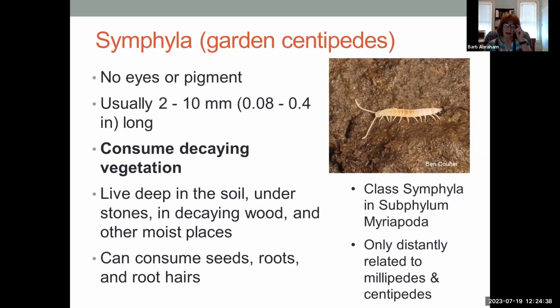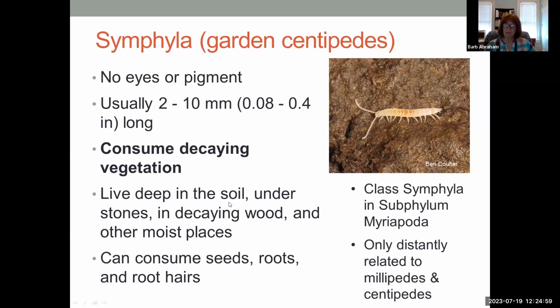And then there are these guys that are also myriapods, lots of legs. You can clearly see they're arthropods by their segmentation. They don't have any eyes. They're usually unpigmented. I think this coloration here is probably from something it ate. Here's the size. They consume decaying vegetation.